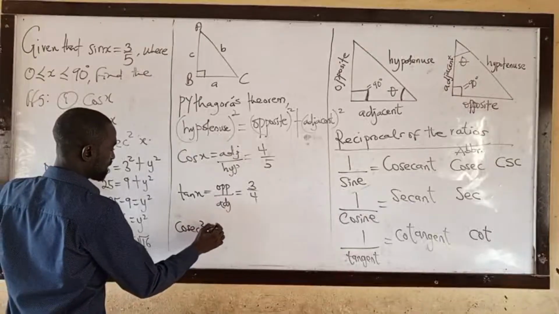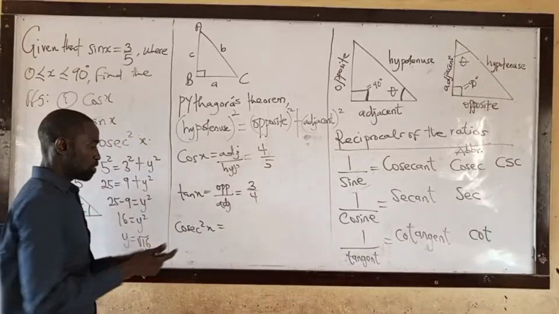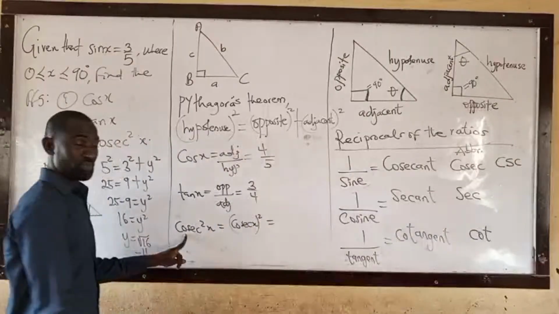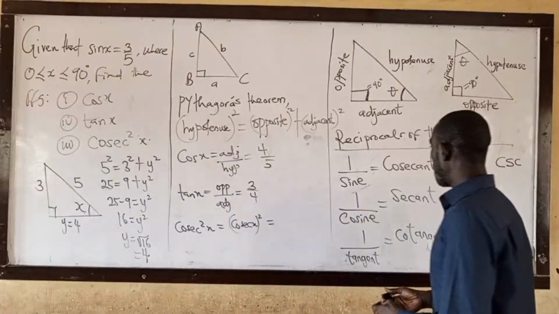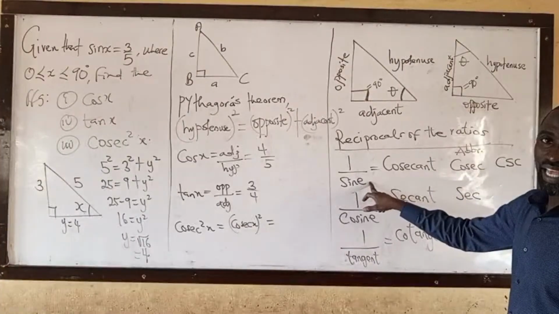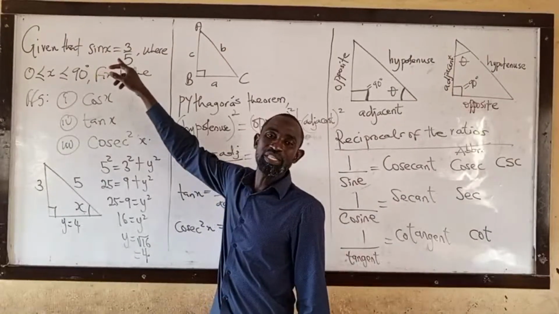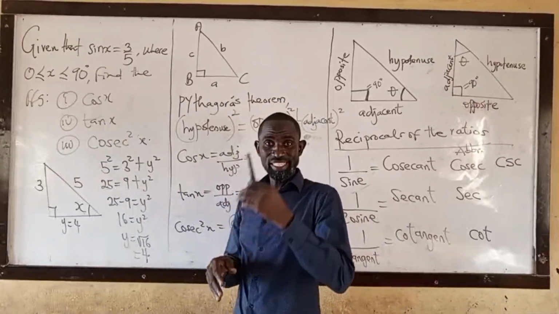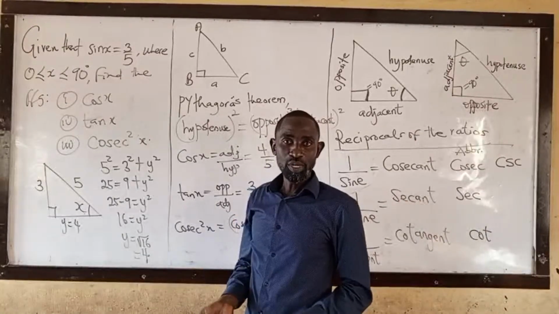Then the last one is cosec squared x. What is this one? Cosec x, everything all squared. So what is cosec? Cosec is the inverse of sine. And what is our sine? Our sine is 3 over 5. What will be the inverse of sine? 5 over 3. Just swap. Make the numerator become the denominator, and the denominator becomes the numerator. That's the meaning of the inverse.